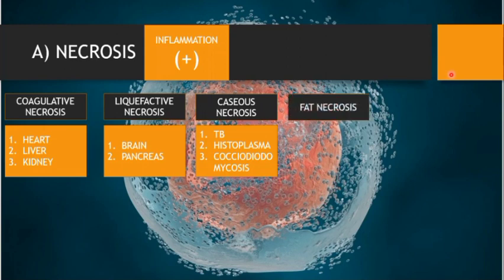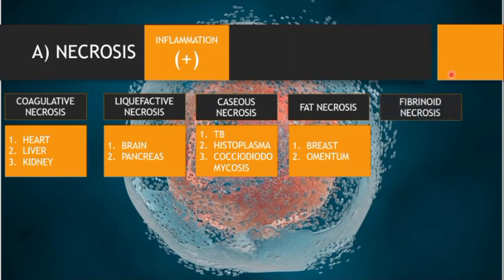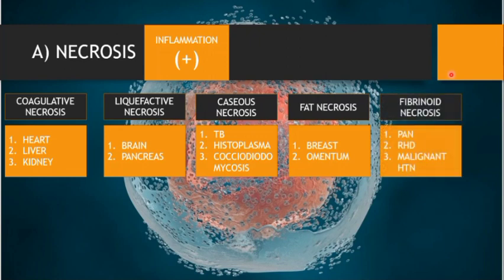Then fat necrosis, usually seen in fatty structures like breast and omentum. Then fibrinoid necrosis, seen in polyarteritis nodosa, vasculitis, rheumatic heart disease, and malignant hypertension.